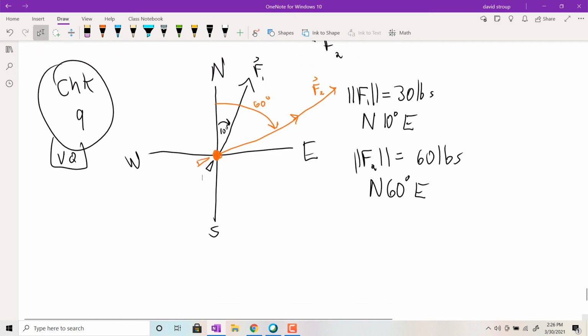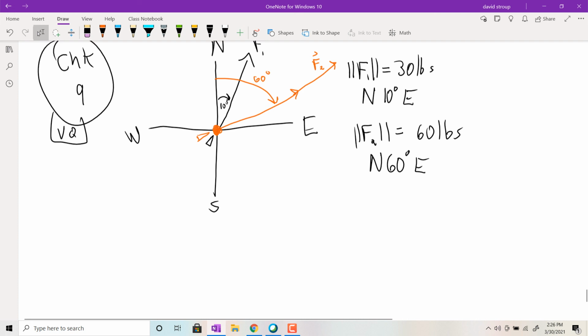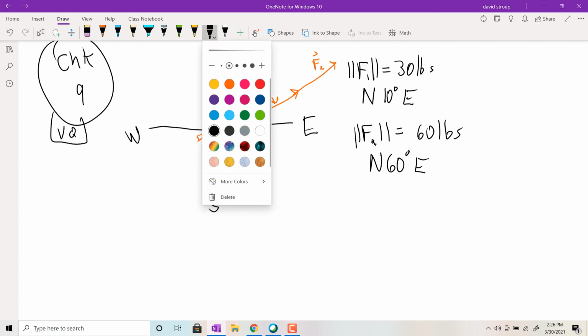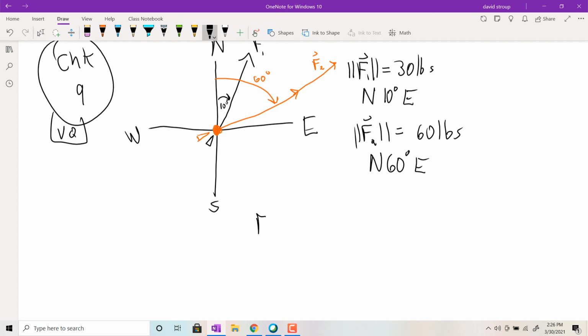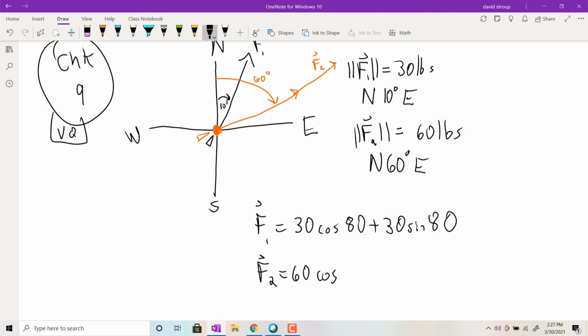We're going to write these things in their form with magnitude and direction. So first F1, and we should have little arrowheads on them, but it's not that important. F1 is equal to 30 cosine of, and I have to use not the 10 degrees, but the 80 degrees, right? So it's 90 minus 10 is going to give me 80 degrees, plus 30 sine of 80. And then F2 is going to be 60 cosine, not of 60, but of 30, the 90 minus 60. 30 plus 60 sine of 30.